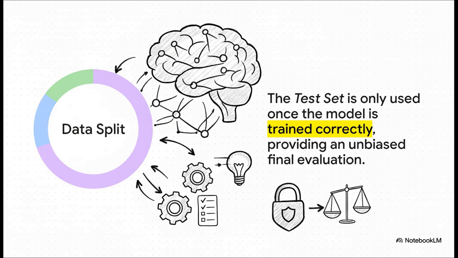A pretty standard way to do this is a 70-15-15 split. So, a big 70% chunk for training, 15% for validation, and that all-important 15% that gets locked away in a vault as the test set. This way, the model has plenty of data to learn from, but we also have these independent checks to make sure it's not just memorizing the answers.